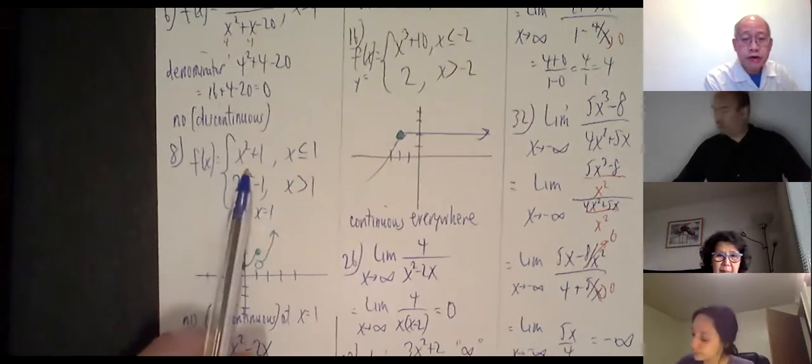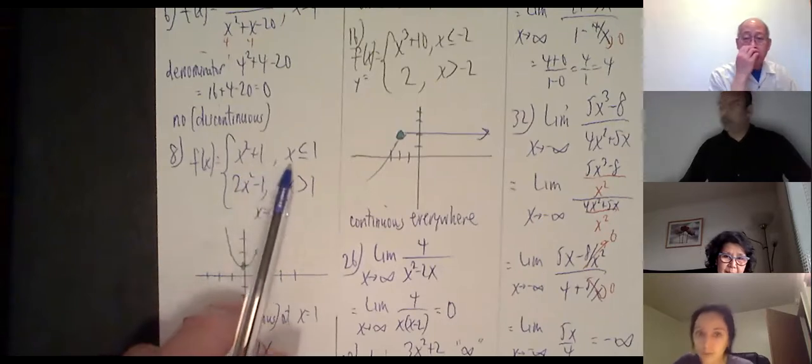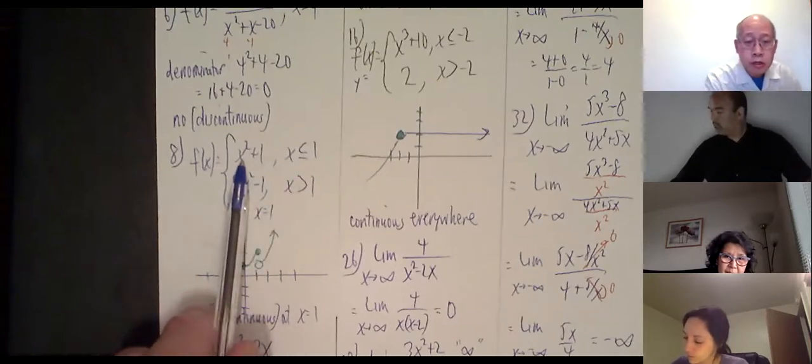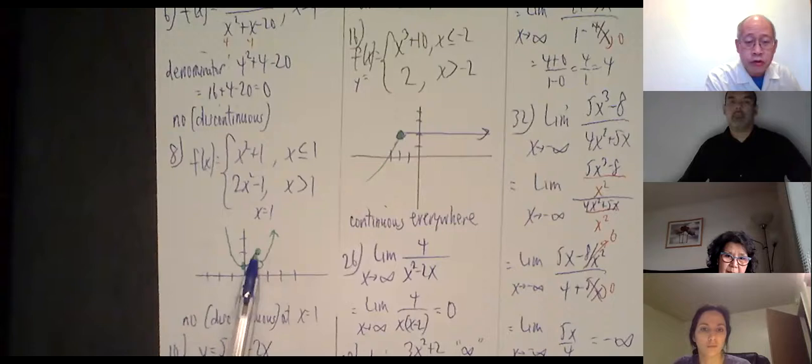Okay, so for this one, what happens if I plug in 1? If I plug in 1, I'm using the upper rule. So 1 plus 1 is 2. So I have the point 1 comma 2.